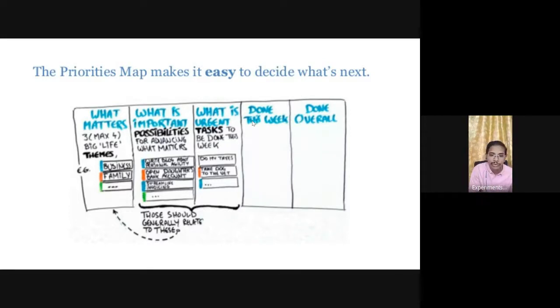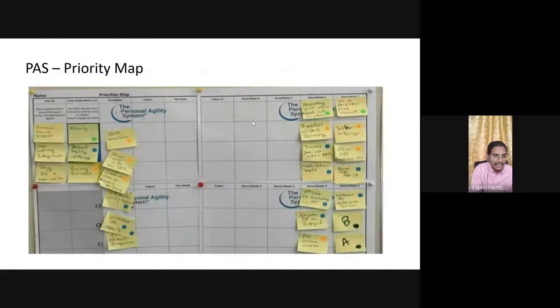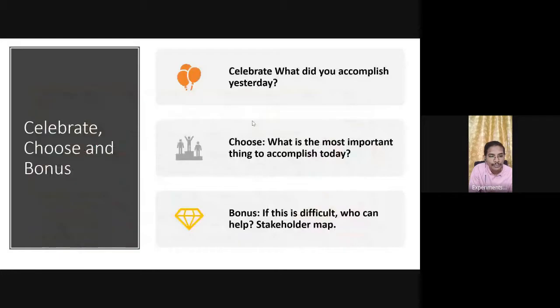So that will help you to do that. Okay. This is one example of a priority map, where people put in what matters to them, what tasks are possibilities they are doing, and what things they have done as part of it. So you can have a visual board, your own board in your home, or you can create a virtual board as part of Trello or whatever tools are available online. You can do that and start focusing on those things.